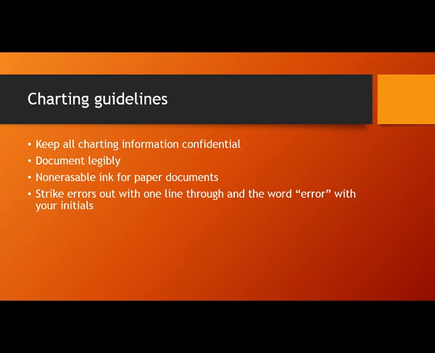Anything in that chart is confidential. You may not think, well, what difference does it make that the patient lives on 32nd Street? But anything in the chart is confidential data. If you're doing a paper chart, be sure to document legibly and use non-erasable ink. If you do make an error, you would put one line through it so that it still can be read, and then write the word error and your initials. If you do more than that, it's going to look like you're trying to cover something up.